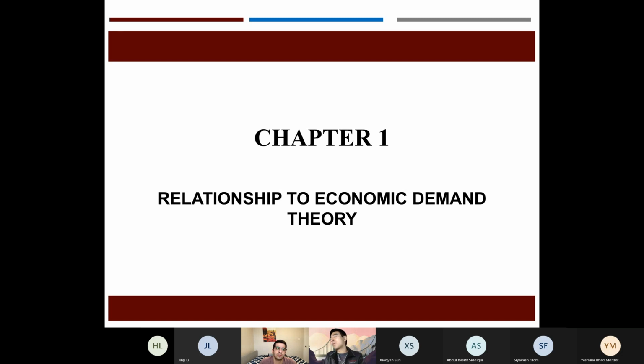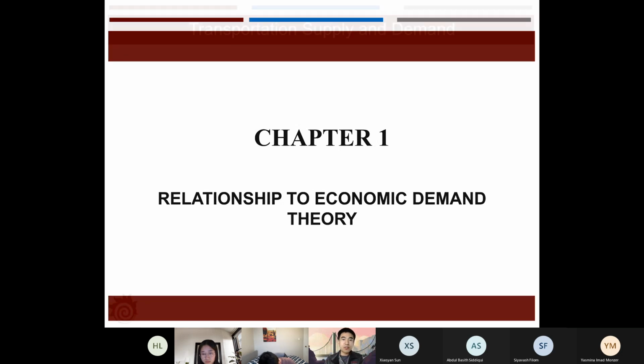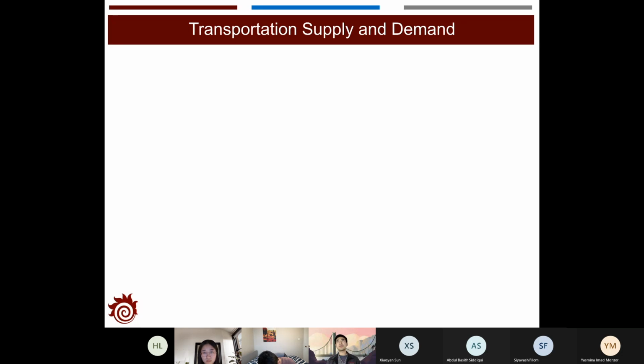So for the first chapter of this class, we want to find out the traffic flow models and identify the relationship between the traffic flow models and the economic demand theory, and see how we can use this theory to estimate the flow that we can assign from one origin to a destination, how we can use that to identify the demand and supply, and so on. So the first thing I want to introduce, because we are working in the transportation area, is the transportation supply and demand.